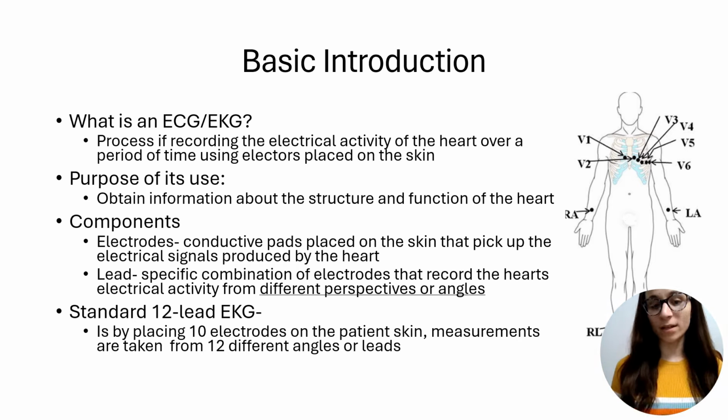What you're placing is electrodes. Electrodes are those pads that are going to pick up the electrical signal from the heart, and then it's going to be traced in an EKG form, which is what you see, the squiggles, the lines, the waves, whatever you want to call it. So your standard 12-lead EKG is taking 10 of those electrodes, so 10 of those pads, placing them on the skin, and it's going to measure it from 12 different angles.